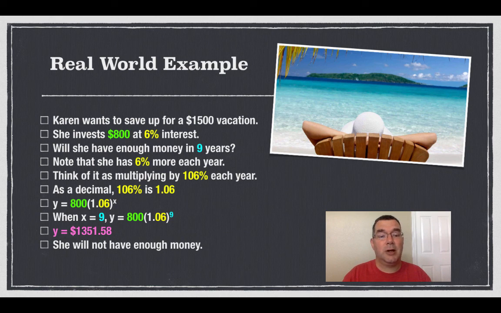She needed $1,500, so she's going to have to save for a little bit longer or start saving earlier, or plan her trip later. I'm not sure. But that is exponential functions in a nutshell.